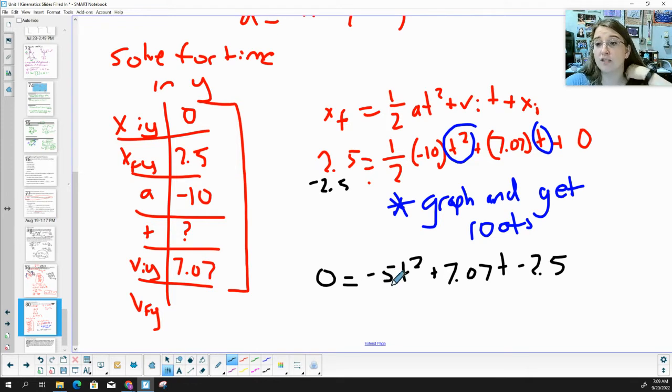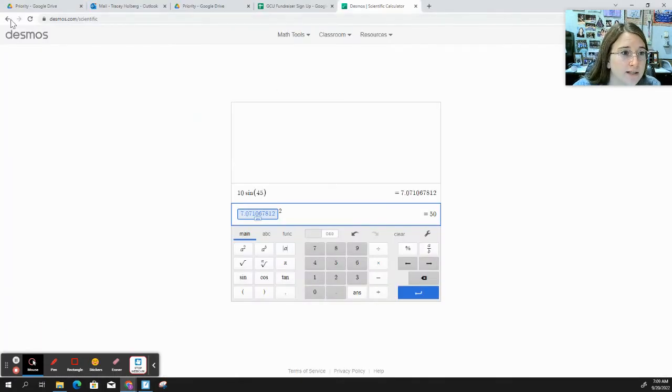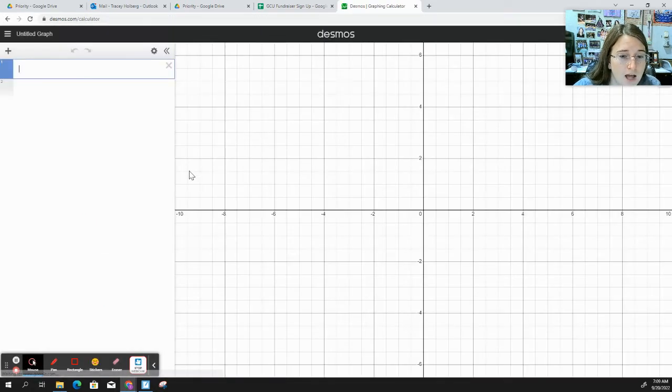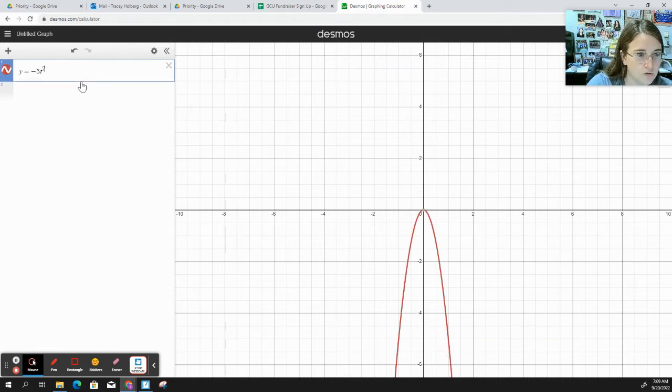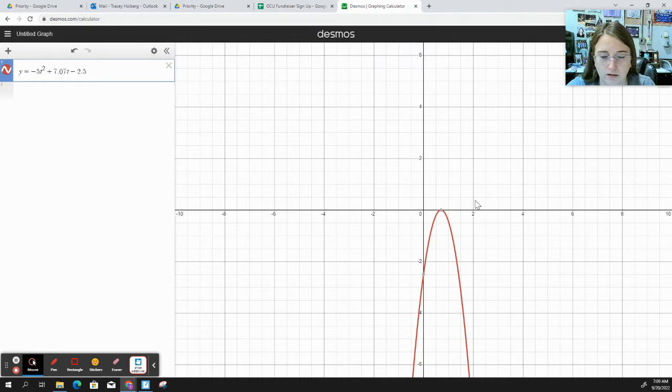Okay, so I want you to go either to Desmos, if you're at home, or use a graphing calculator if you have one. Graph that, find the zeros, and then we'll get our answer from there. So I'm going to Desmos graphing. I have y equals -5t squared plus 7.07t minus 2.5. Okay, so here is my graph.